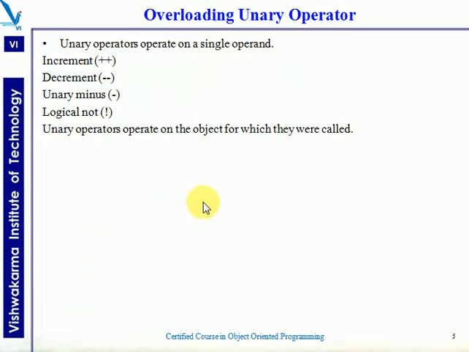Now see overloading unary operators. Unary operators operate on a single operand. So these are the unary operators. Unary operators operate on the object for which they were called. We have just seen one sample code. That can be an example of overloading a unary operator, because in that example we have used the increment plus plus operator.